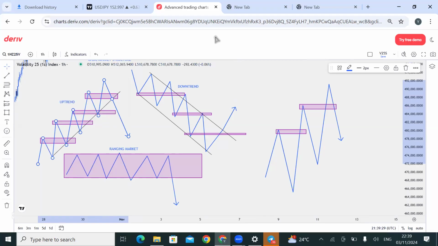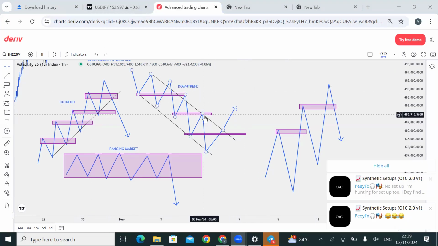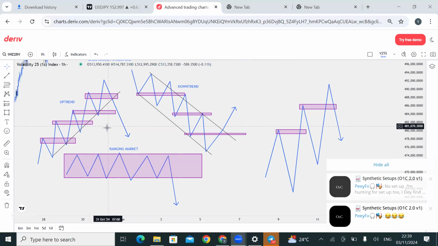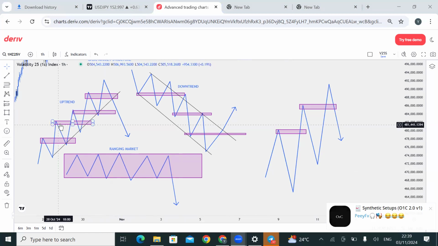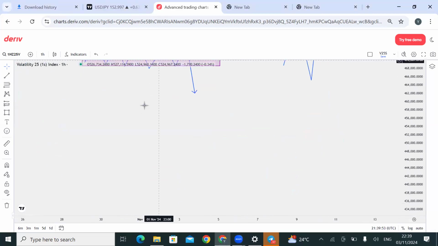I don't know if you guys understand. I'm trying my best, so you guys just be focused. With time, you are going to understand everything. So this is simply what the basic market structure is all about. We have an uptrend, a downtrend, and a range market. People who trade basic market structure, this is simply how they trade.